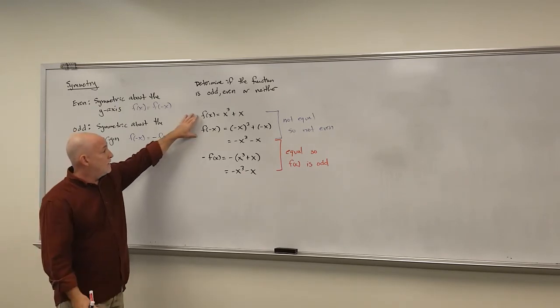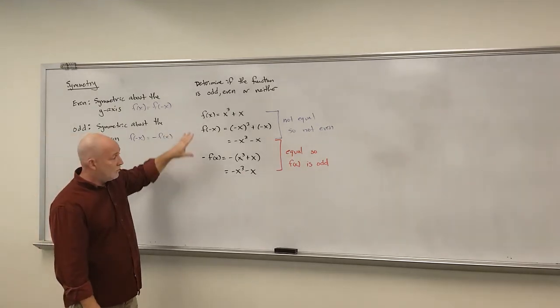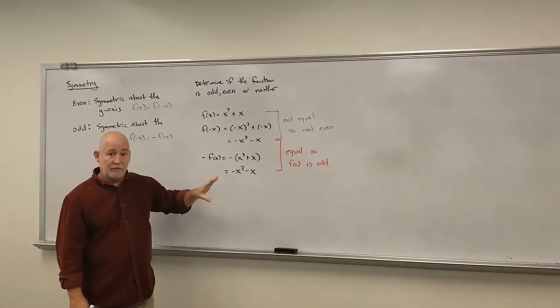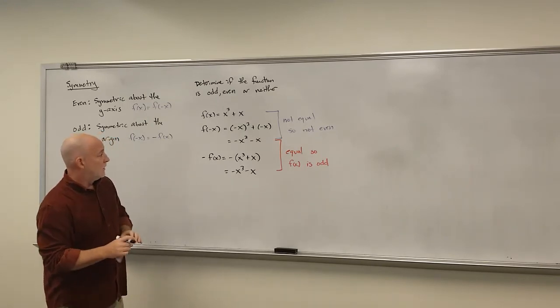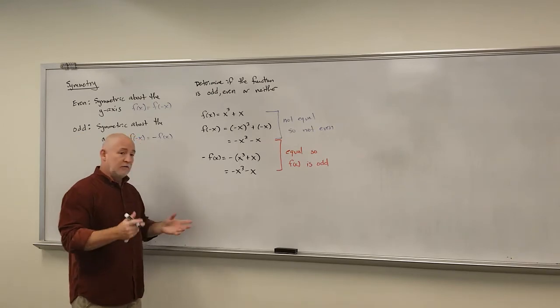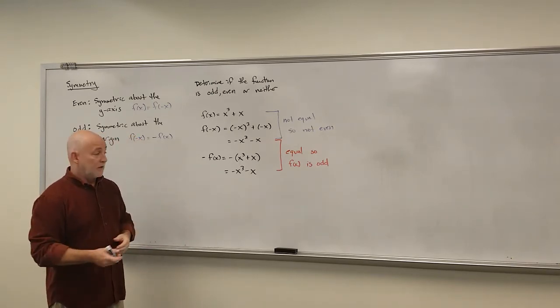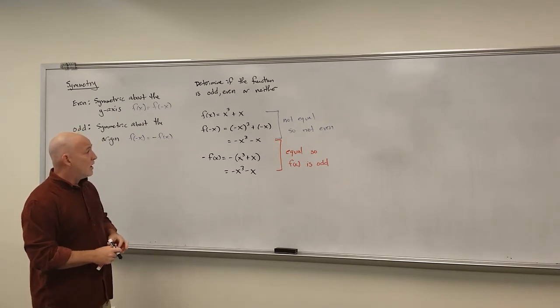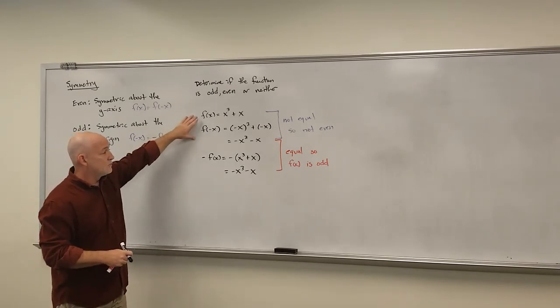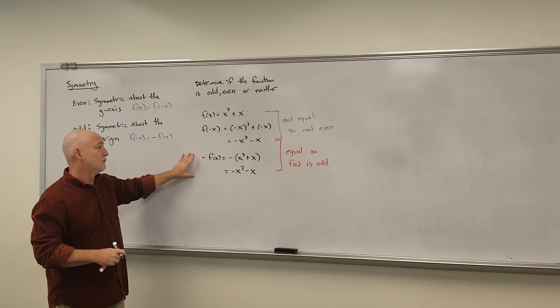Now, if it had been even to start with, you don't need to check to see if it's odd. There's very few functions that are both even and odd. They end up being very strange functions. Like the x-axis is both even and odd. The origin is both even and odd. But most of the time, if you find out that a function is even, you do not need to check to see if it's odd.